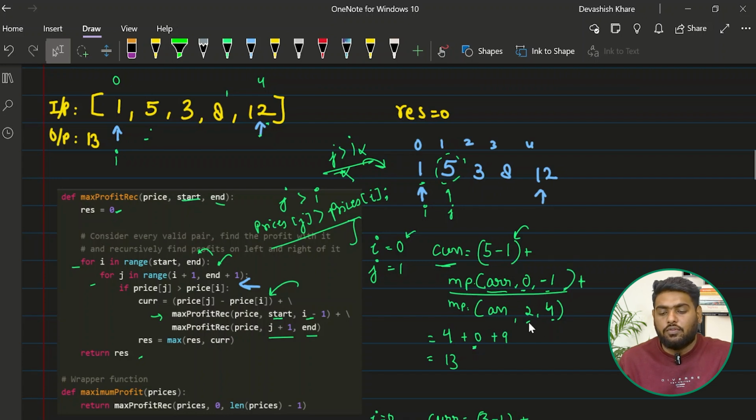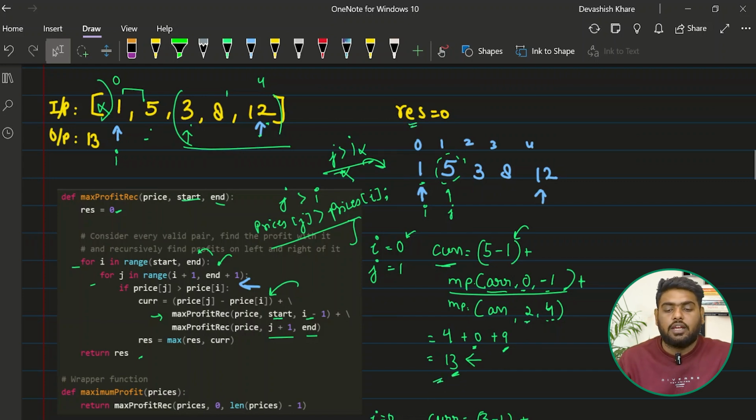And when we make the call from 2 to 4, then the loops will run and you can have the profit as 9. How? You can buy at 3 and you can sell at 12 because we are talking about this chunk. We are ignoring this one because it cannot give us any profit, and we are taking this chunk in our recursive call. It is being calculated as 9. So the total of all of these three values would be 13. So for this situation, I got my profit as 13.